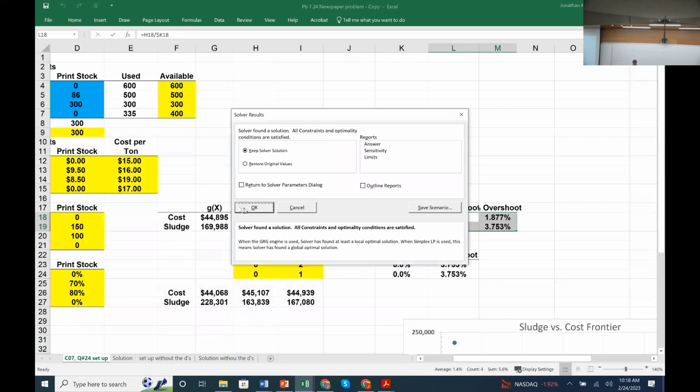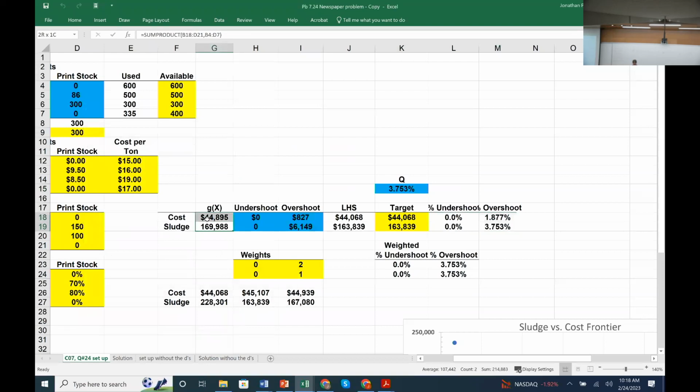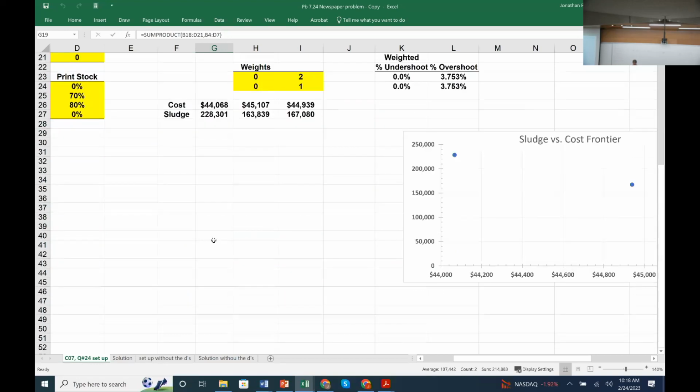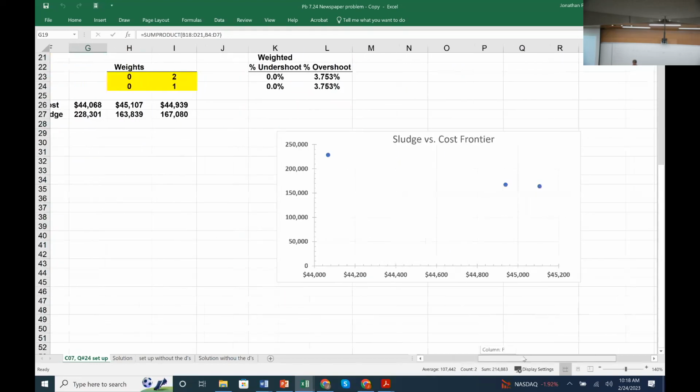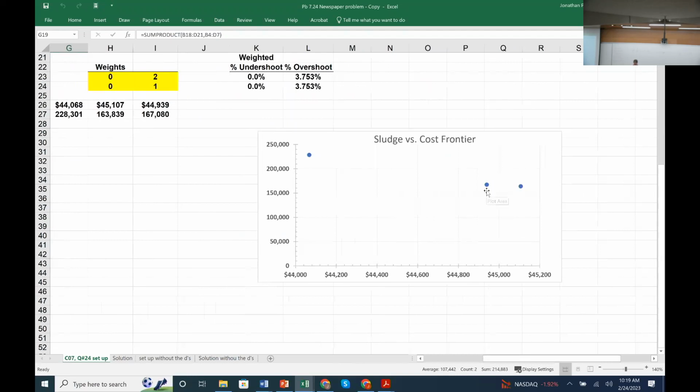So we solve again, we have a new solution. Before I put it on the graph, where is this dot going to be compared to the dots that we already have? So the most recent dot was here. Now we're putting twice as much emphasis on cost minimization. Is this fourth dot going to be to the left or the right of the third dot? Yeah, it's going to do better on cost.